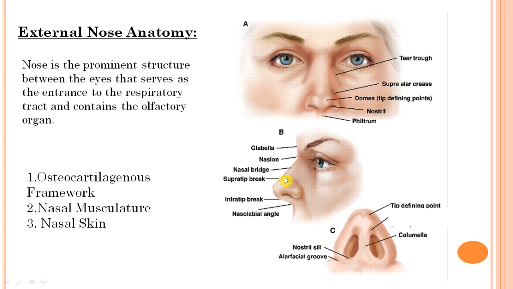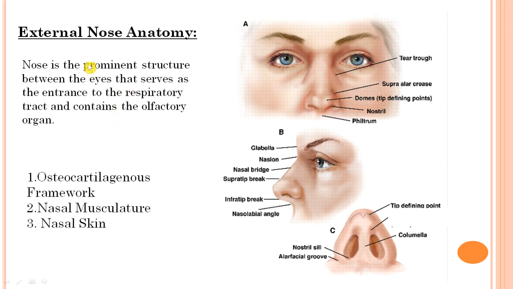This is again a feature that you will want to know. The supratip break, then there is an infratip break, and there is your tip. Moreover, the angle in between the lip and the nose is called the nasolabial angle. So these are the points of the surface anatomy that you may need to know.